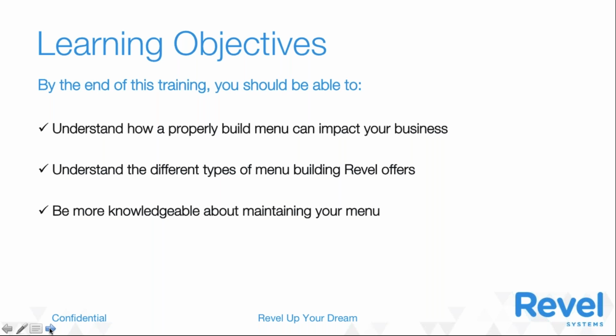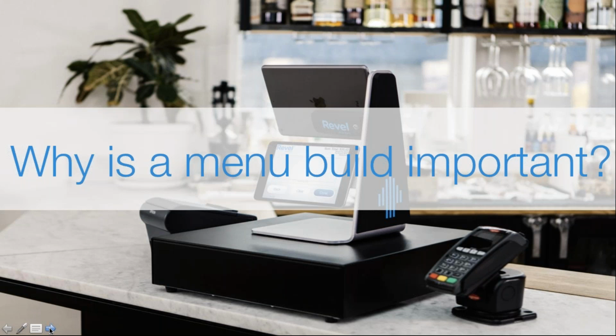So for the learning objectives, our goal today is to have you be able to understand how to properly build a menu that can specifically impact your business, understand the different types of menus that you can build through Revel, and then finally, just be more knowledgeable in maintaining your menu. If you ever need to make a change to your menu, we want you to be able to do so.